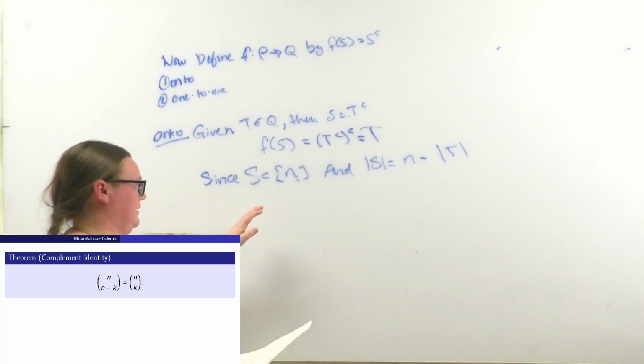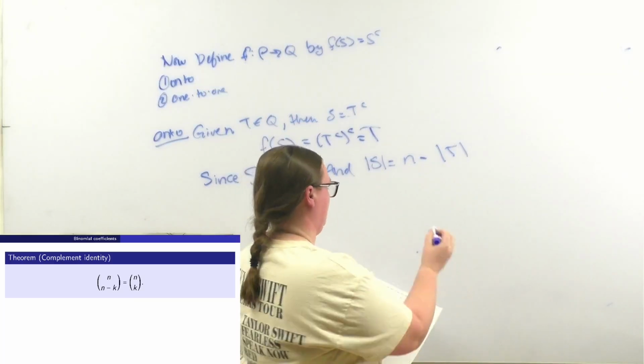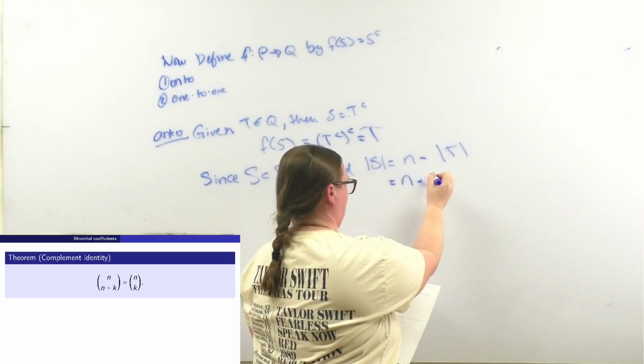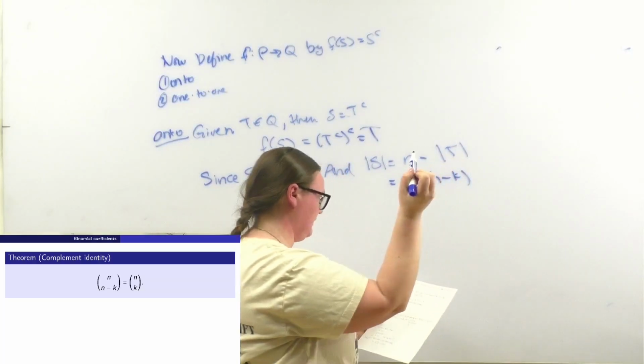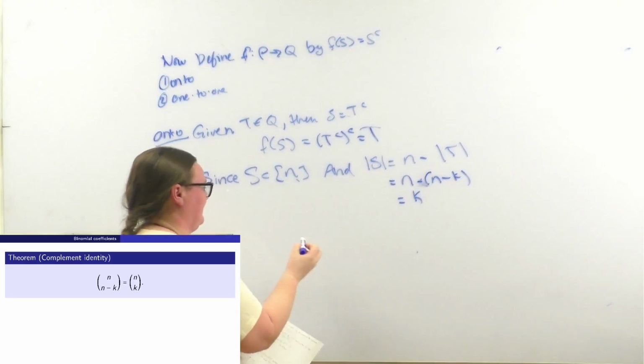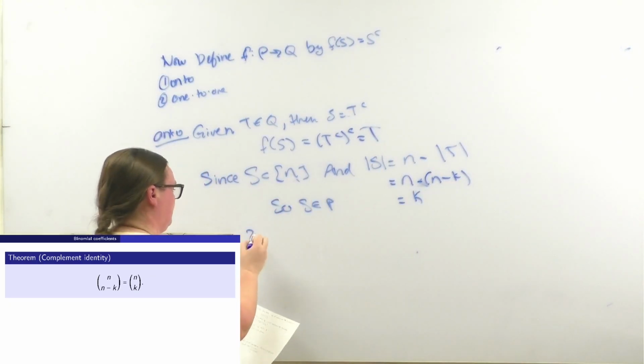All right, so we have the order of S is equal to N minus the order of T. And then this is also equal to N minus K, which is equal to K. Yay. So S is contained in P. And then 2, 1 to 1.